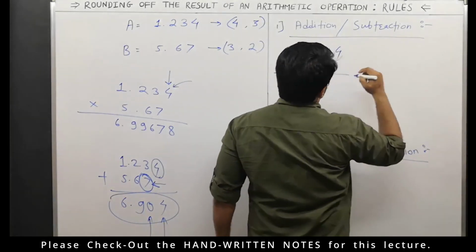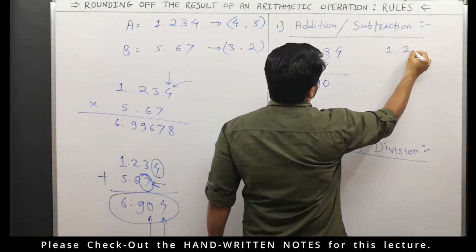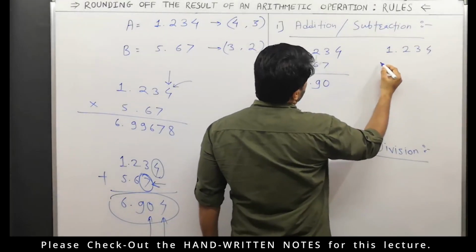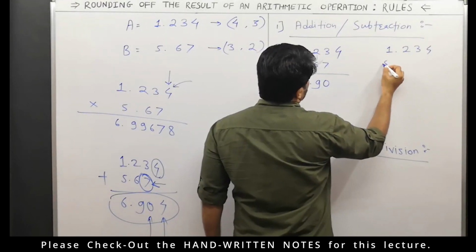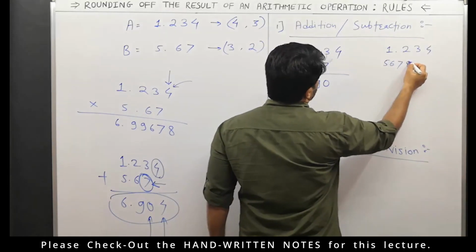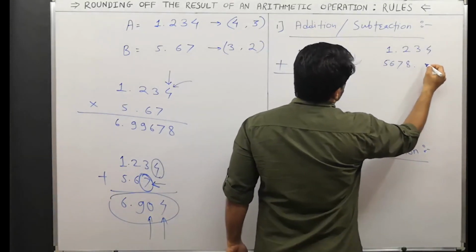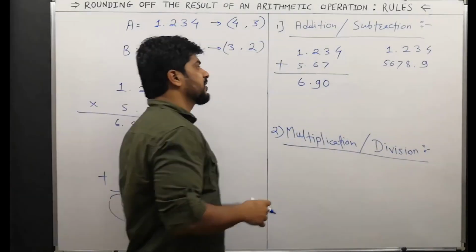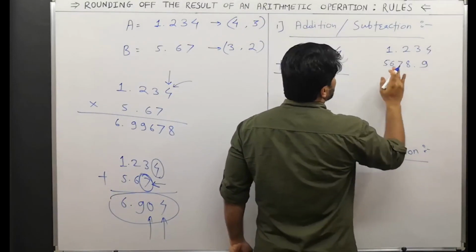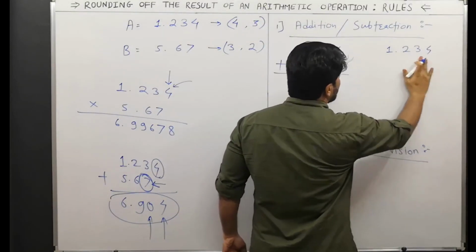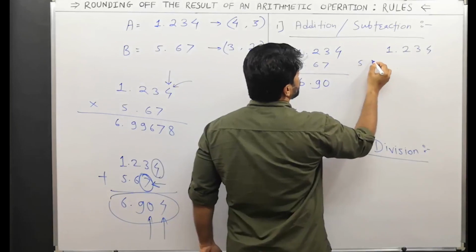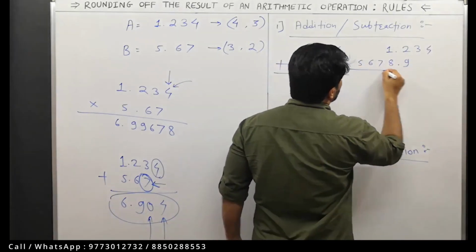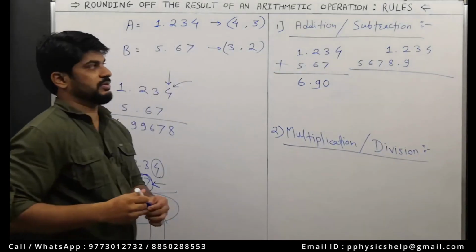Okay, over here let's say we have the same number 1.234, but here we have another number. Let's say 5,678.9. Okay, so that is the number, but I will write it properly. It is 5,678.9. So that is the number, and let's say we are adding these two numbers.